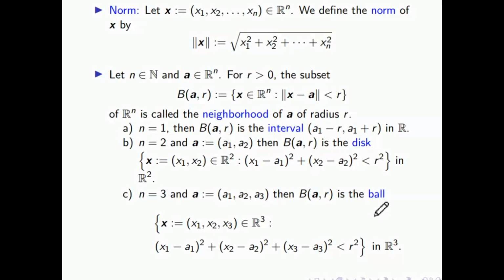Even in R4, we cannot say what the picture will be. So the general name is ball for any n-dimensional space. This is also a ball, this is also a ball; these are particular cases of this ball. So these two things are clear: what is the norm, how to measure distance in Rn, and how to create a neighborhood with center A and radius r in Rn. That will be a ball of this type. We will use these when we see limits, continuity, all those things.